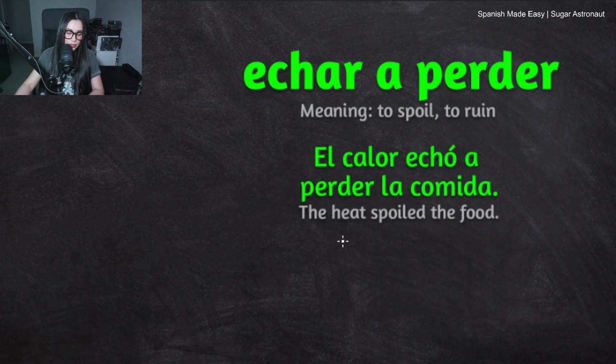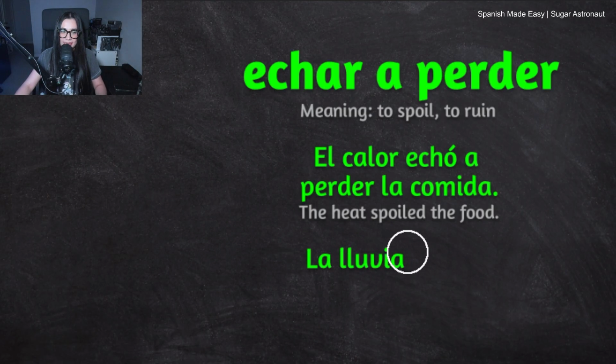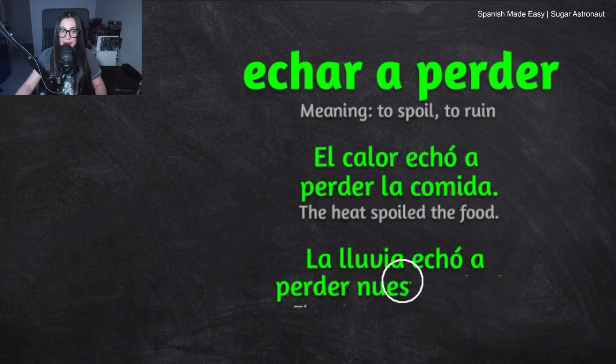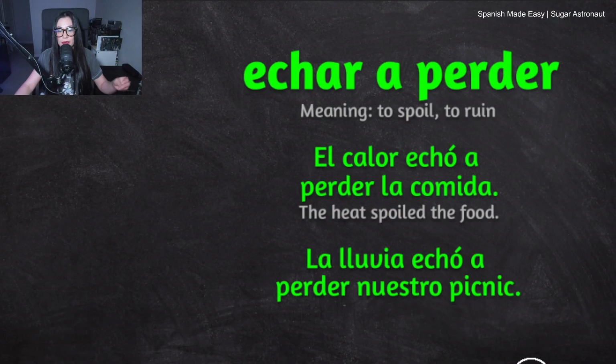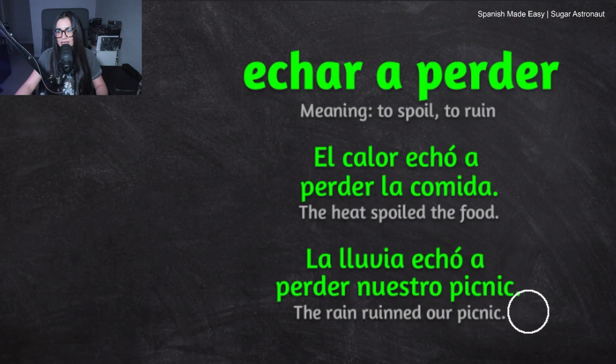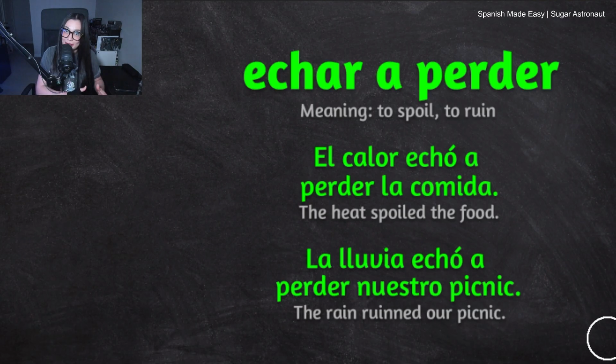Now, let's look at another example using this useful phrase. The next example is: La lluvia echó a perder nuestro picnic. La lluvia echó a perder nuestro picnic. And this means the rain ruined our picnic. This phrase can be used in this particular situation where you have a plan and you have to cancel it because there is something that you were not expecting, like rain, bad weather in general, and the thing that you were going to do is not going to happen because in this situation the rain happened. So you have to call things off, and this phrase is really useful in that situation.